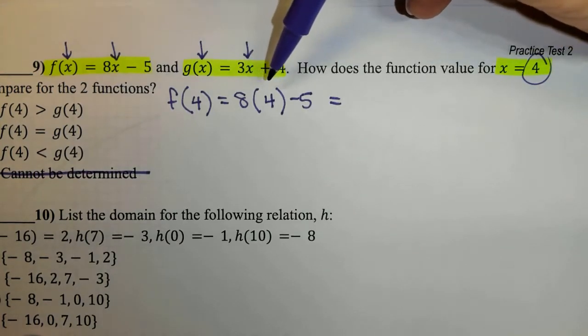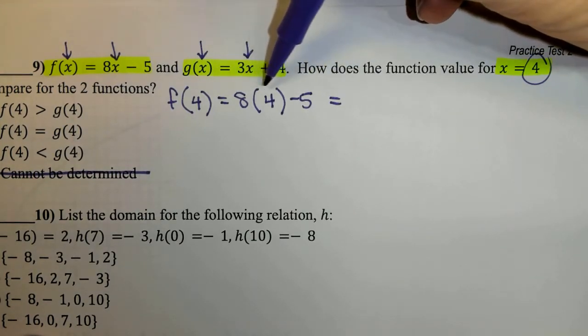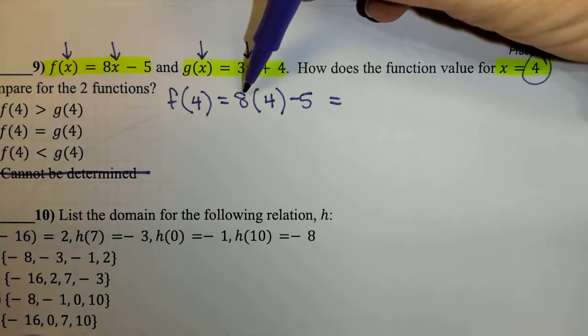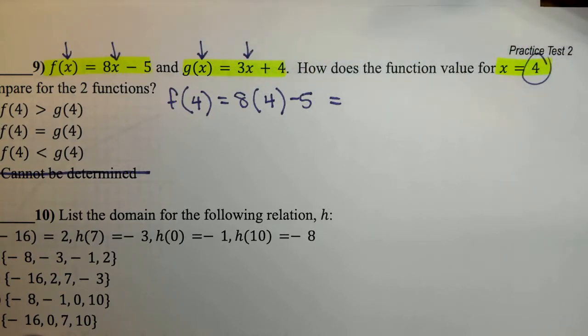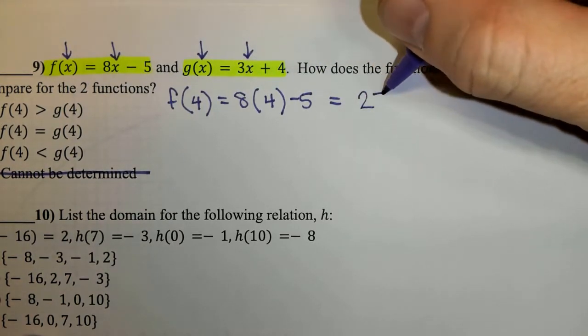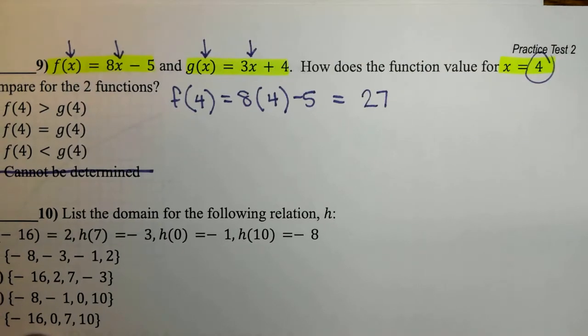And if I type this in the calculator, I can do it from here. It tells me my answer. That would be 32 minus 5 is 27. Okay, so if you need to check me on that, check it.